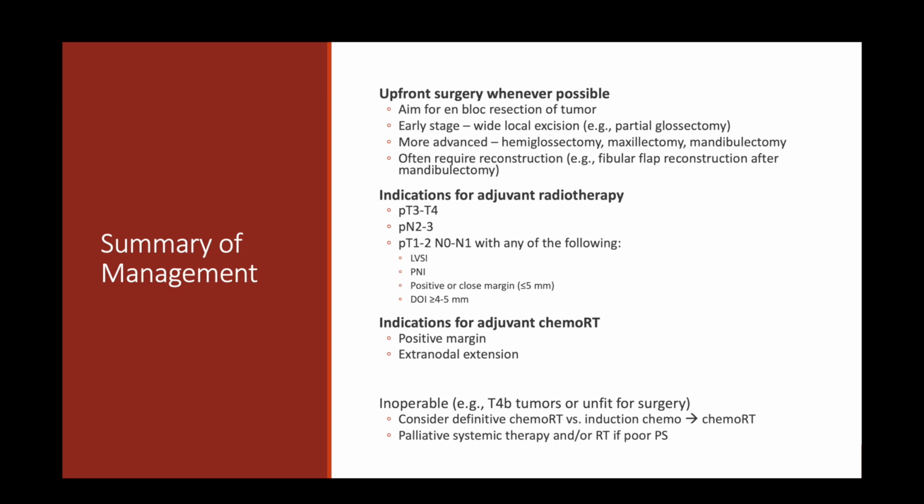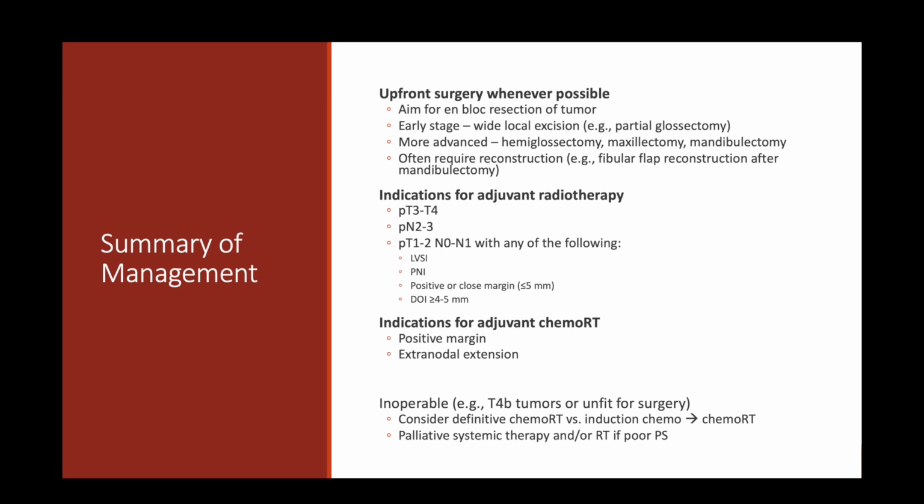After surgery is completed, the indications for adjuvant radiotherapy are the same indications that we went over in our general principles lecture. So pathologic T3 or T4 disease, N2 or N3 disease, so these are kind of stage 3 to 4 tumors. If there's a pT1 to 2, N0 to N1 tumor with any of the following risk factors, such as LVSI, PNI, a positive or a close margin, something that's 5 millimeters or less, if there is greater than 4 to 5 millimeters depth of invasion, these are some risk factors that increase the risk of local recurrence, and that's when we think about adding adjuvant radiotherapy to reduce the risk of local recurrence.